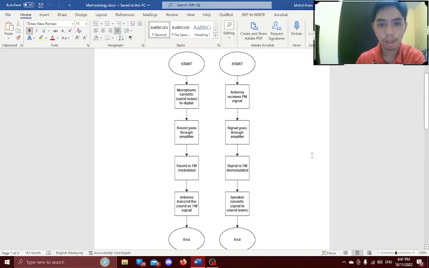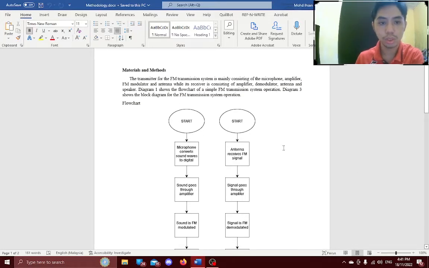So, I will present about the materials and methods. The transmitter for the FM transmission system mainly consists of the microphone, amplifier, FM modulator, and antenna, while its receiver consists of the amplifier, the demodulator, antenna, and speaker. Diagram 1 shows the flowchart of a simple FM transmission system operation, while diagram 3 shows the block diagram for the FM transmission system operation.